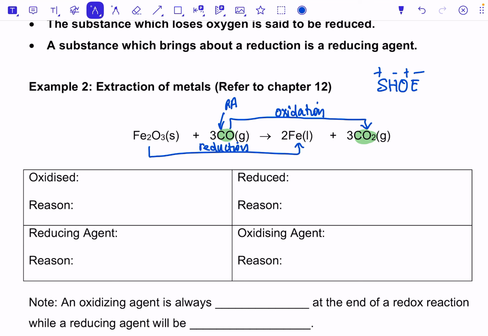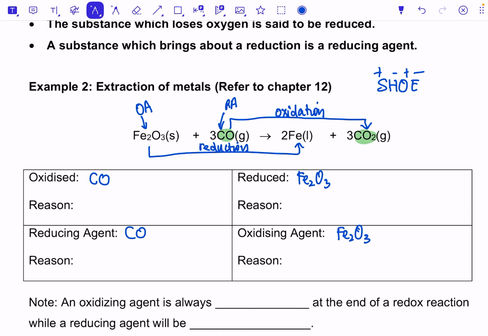Yes. From here, look at the partner. Write down OA over here. That's the oxidizing agent. So with that, you can start writing your answers already. The substance that is being reduced will be Fe2O3. The substance that is being oxidized is CO, reducing agent CO, oxidizing agent Fe2O3.